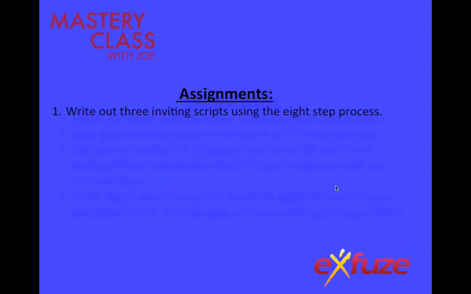Number 1, write out 3 inviting scripts using the 8-step process. Now, again, if you download my book, get a copy of Eric Worre's GoPro, all the scripts are there. All you need to do is write them out. And as you're writing them out, it's very, very important that they fit your personality, that they feel natural to you. So if you look at the examples in my book or Eric's book of things that you could put in each 8-step, if there's not something there that fits the way you would naturally go out and talk to people, you can adjust the wording. The wording isn't critical.